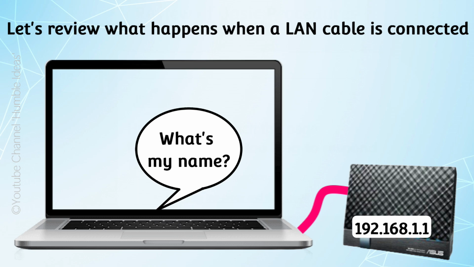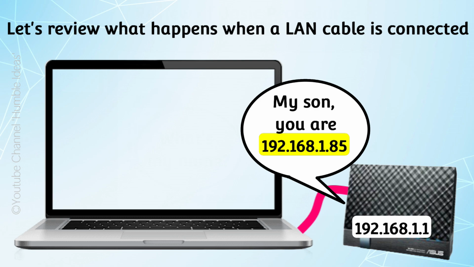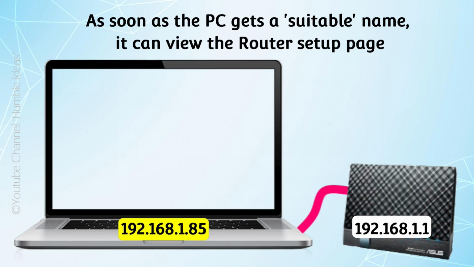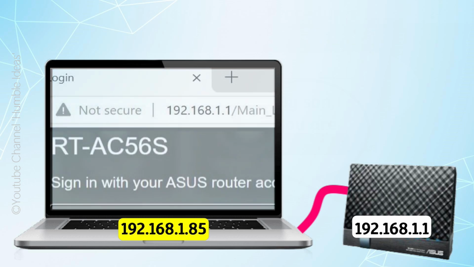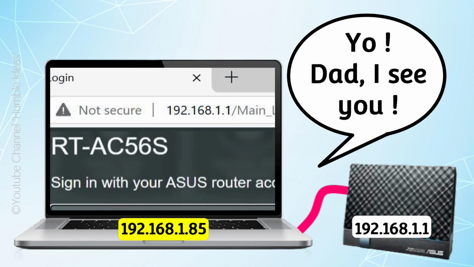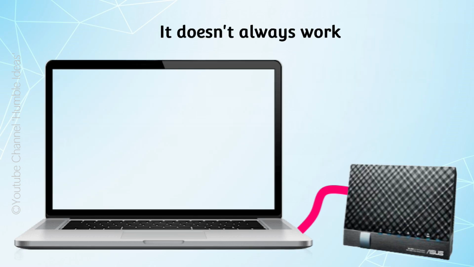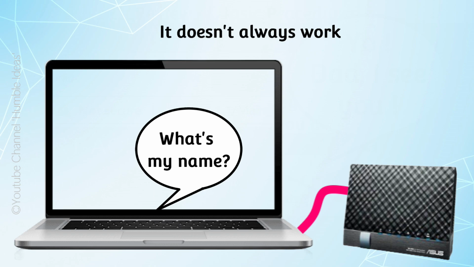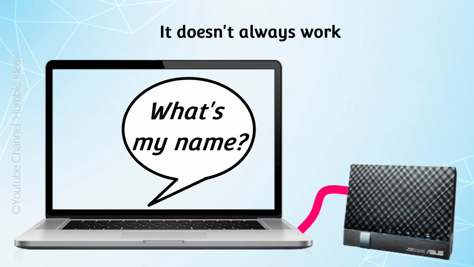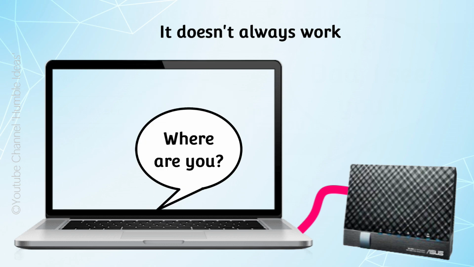What's my name? My son, you are 192.168.1.85. As soon as the PC gets a suitable name, it can view the router setup page. Yo, Dad, I see you. It doesn't always work. What's my name? Where are you?